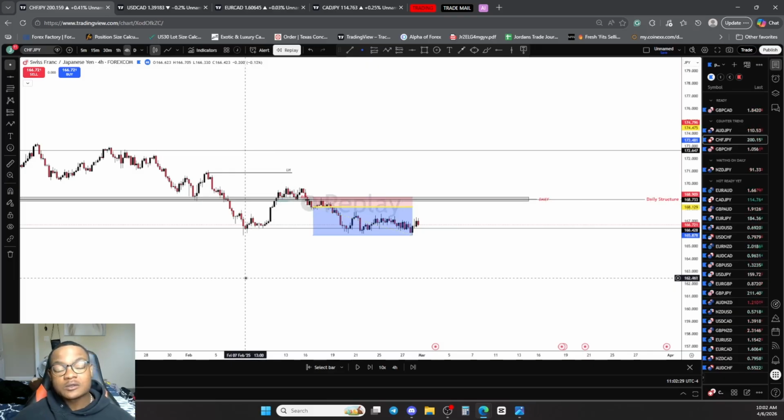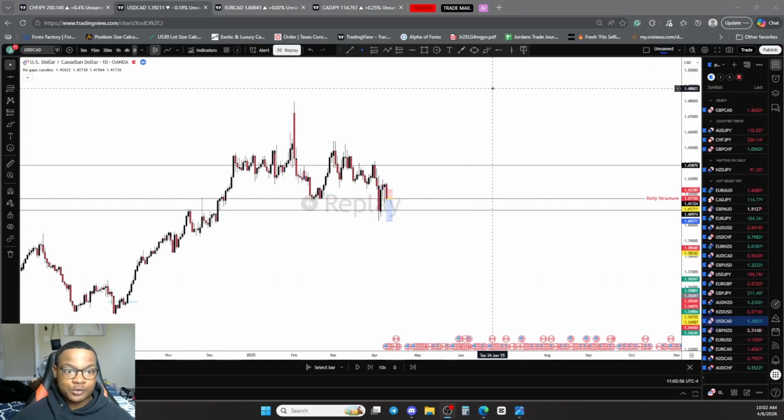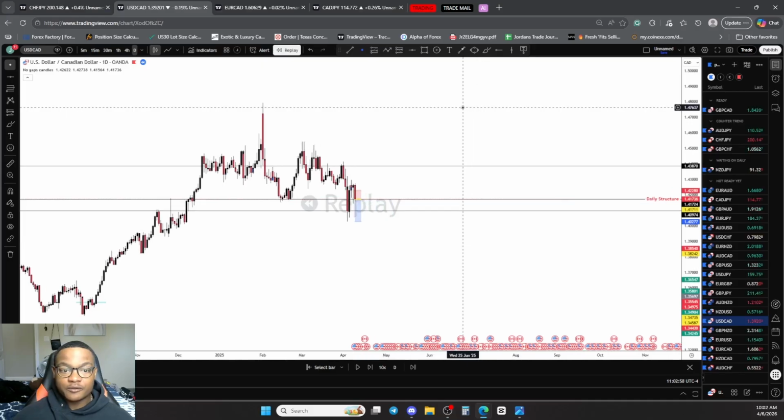Give me a second. I'm about to go to the second example, and we're about to get into that one as well. Second example, USD CAD, another floater market setup. I'm about to go to a different chart. I don't like how these candles are looking.